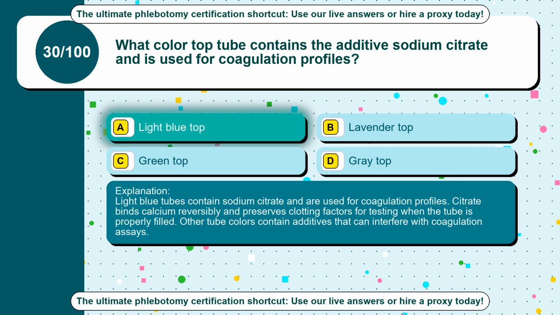Light blue tubes contain sodium citrate and are used for coagulation profiles. Citrate binds calcium reversibly and preserves clotting factors for testing when the tube is properly filled. Other tube colors contain additives that can interfere with coagulation assays.